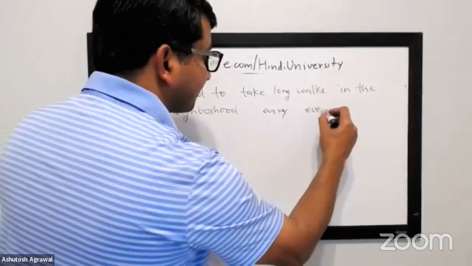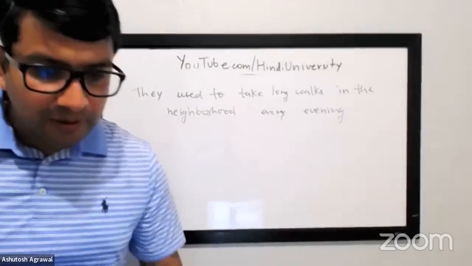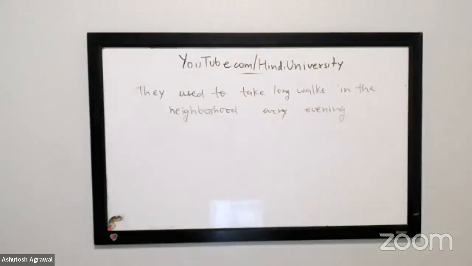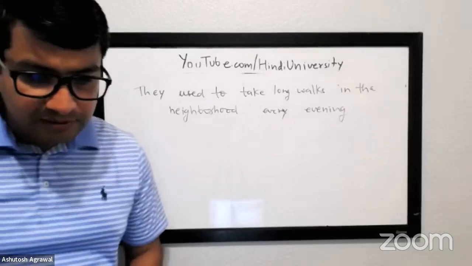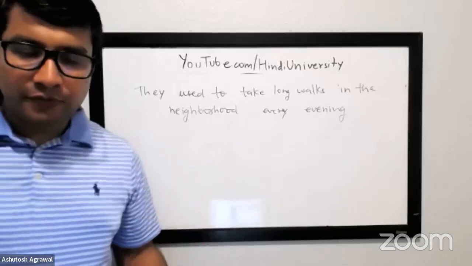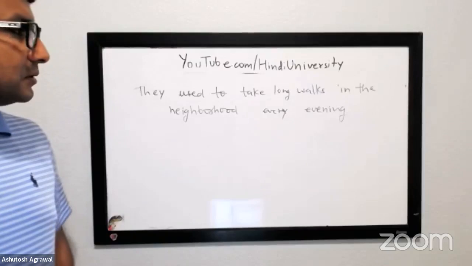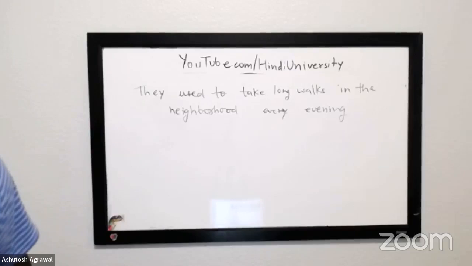It's a pretty long sentence, but I do want you to break it down. I do want you to recognize that there is a habitual past tense here. Don't get intimidated because it's a long sentence. You can still do it. So take a stab at it. How would you write or say this in Hindi? And then together we will solve it as a group as well. They used to take long walks in the neighborhood. And if there are certain words you don't know in Hindi, you can just use the English word. That's okay.